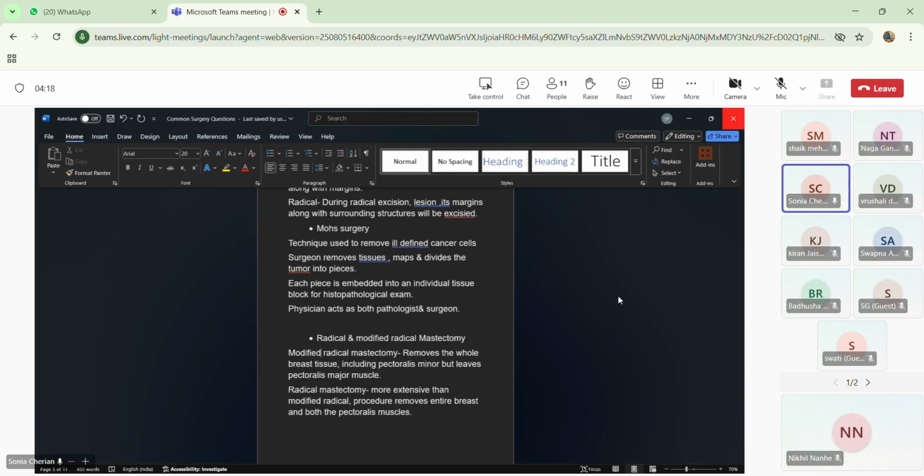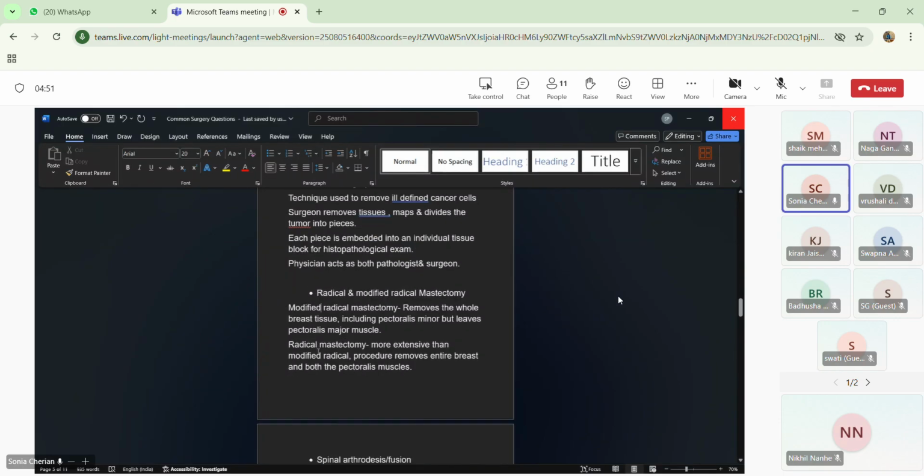But they will remove only the pectoralis minor and leave the pectoralis major muscle. Pectoralis minor and pectoralis major are both chest muscles. Modified, in the sense, is a kind of minimal surgery. Radical mastectomy is more extensive than the modified. Here they will remove the entire breast, all the lymph nodes and both the pectoralis muscles. This is how you have to say the difference between radical and modified radical mastectomy.